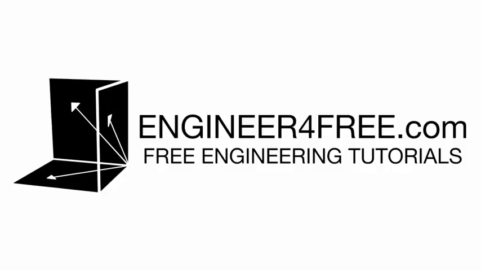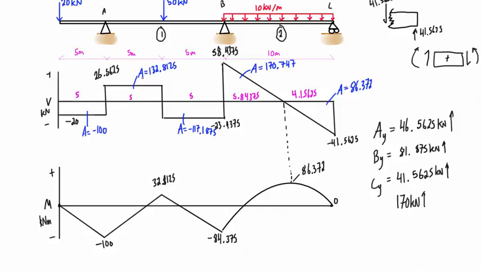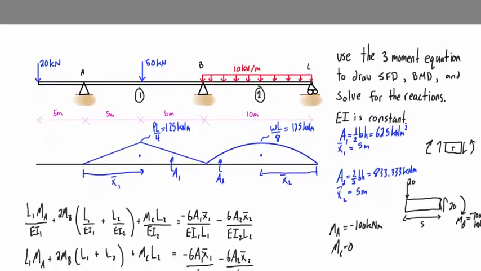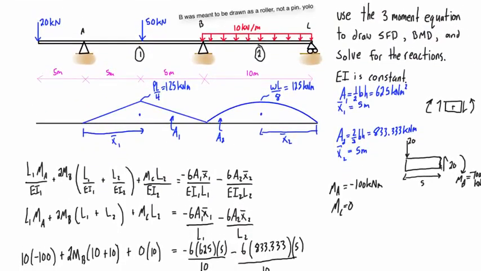Alright guys, welcome back. This is part 3 of example 1 for a 3-moment equation problem. We've already solved the problem in part 2. Basically the question was, if we go back up to the top, use the 3-moment equation to draw the shear force diagram, bending moment diagram, and solve for the reactions of this problem.